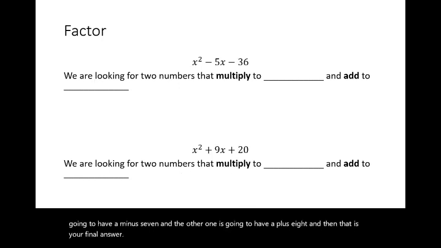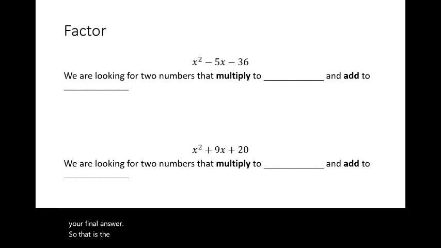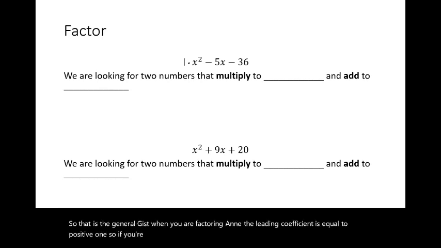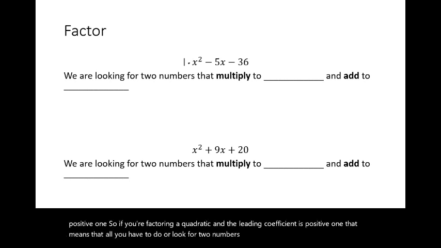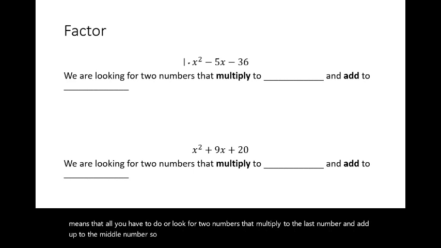So that is the general gist when you are factoring and the leading coefficient is equal to positive 1. If you're factoring a quadratic and the leading coefficient is positive 1, that means that all you have to do is look for two numbers that multiply to the last number and add up to the middle number. So I want you guys to give these next two a try. I want you to factor these and go ahead and pause the video and resume when you are done working.